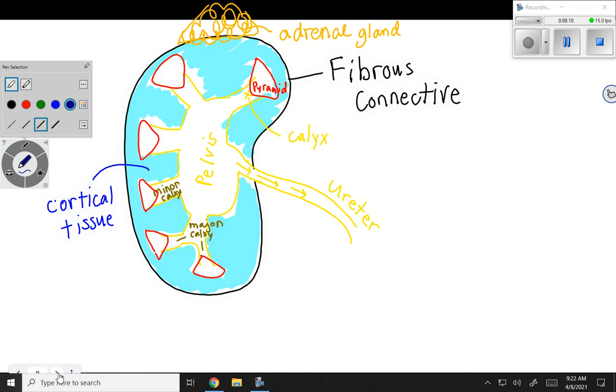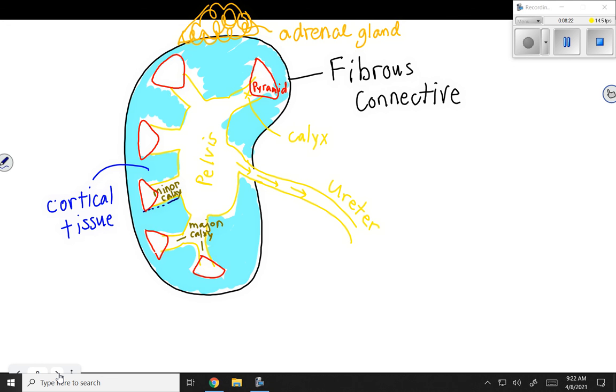There's a name for the cortical tissue in between each pyramid, and it's called a column. It's not a real structure. That's why I'm trying to draw a dotted line. This right here would be a renal column. And again, this space right here would be a renal column. So would this space, so would this space. It's not a literal structure, it's just what we call the space in between the pyramids.